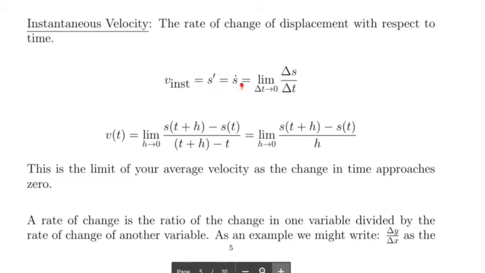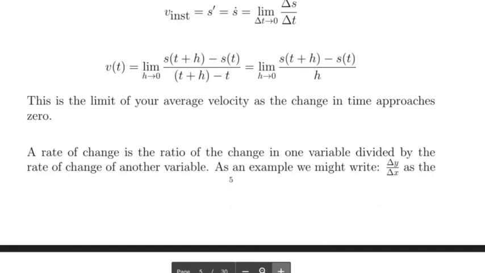Sometimes you're going to see this notation used with a little dot over the top. When you see a little dot like that, that's typically going to indicate a derivative with respect to time as the independent variable. So what we're looking at here is the limit as the change in time approaches 0 of our change in displacement, which is another way of looking at it from first principles. It's going to be the limit of the average velocity as we let that change in time approach 0. That's going to give us our instantaneous rate of change.